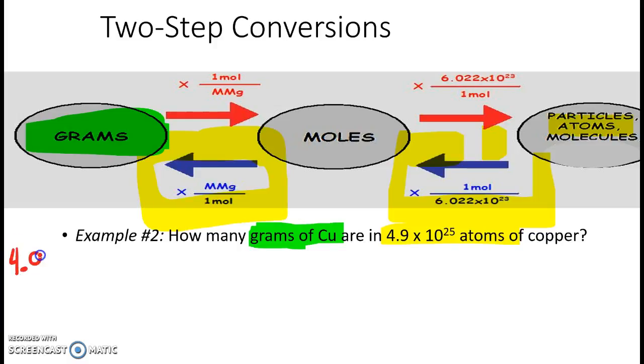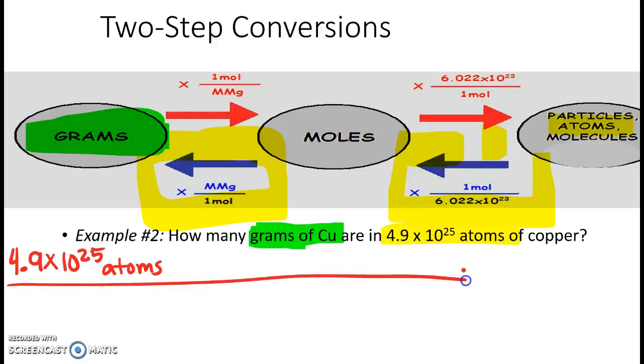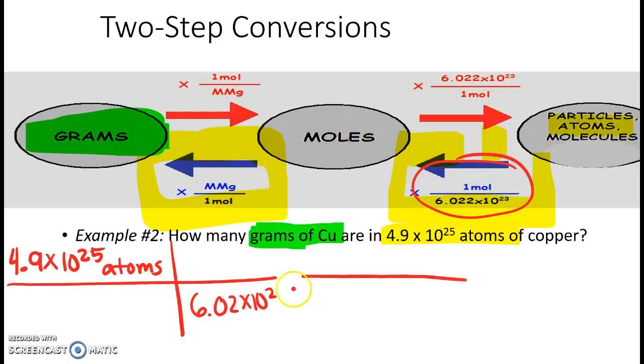So always start with your given, 4.9 times 10 to the 25th atoms. Set up your dimensional analysis table. So we're going to start with this part of the flowchart. We're going to have Avogadro's number of atoms in the denominator. So 6.02 times 10 to the 23rd atoms. And then over 1 mole. So we can see so far that we've canceled out atoms. We have the same units on the top and the bottom, they cancel.